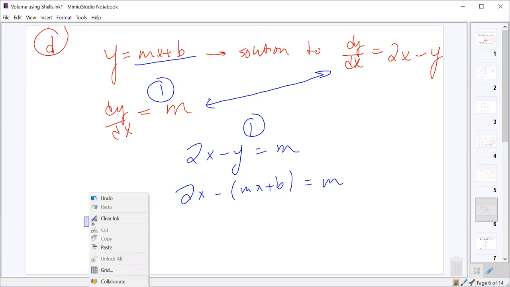So we got a rectangle there now. That's good.